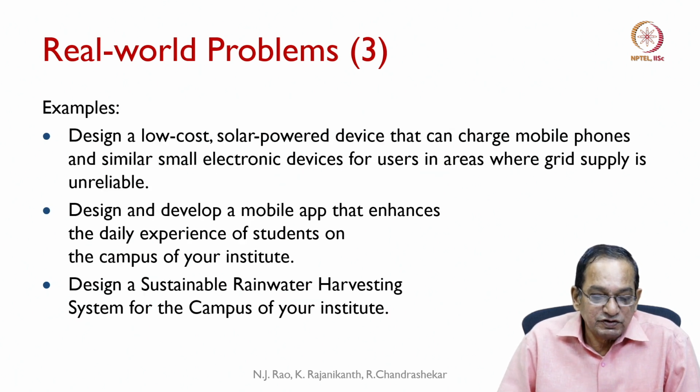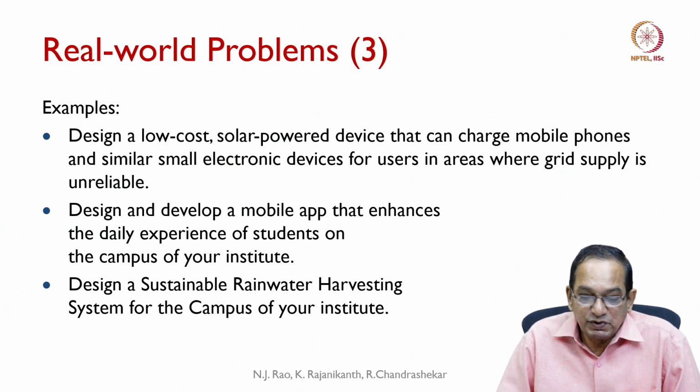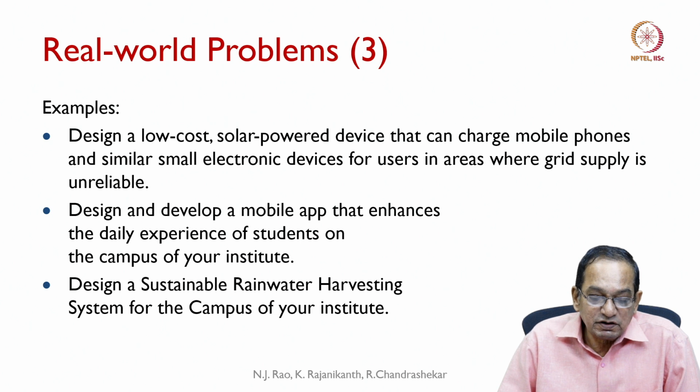Couple of examples. Design a low cost solar powered device that can charge mobile phones and similar small electronic devices for users in areas where grid supply is unreliable. See, this sets a context. It's an area where grid supply is unreliable, and it also gives part of the specifications in the sense that it is for charging mobile phones and similar small electronic devices.